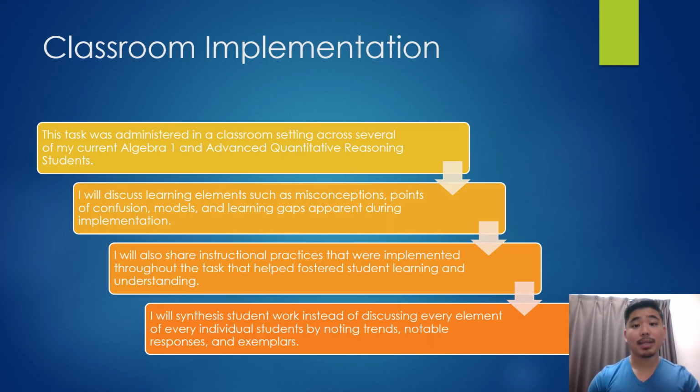So I implemented this task within my own classroom setting, and I implemented it within my Algebra 1 students and my Advanced Quantitative Reasoning students, which are the 2 content areas I teach in my school. I'm then going to discuss teaching elements such as misconceptions and points of confusions, as well as the models that my students use, and some learning gaps and how to address some of those learning gaps that I saw within my students. I'm also going to share some instructional questions and practices that I implemented throughout the task that really help them understand what to do and how to go about carrying through the task and persevering it.